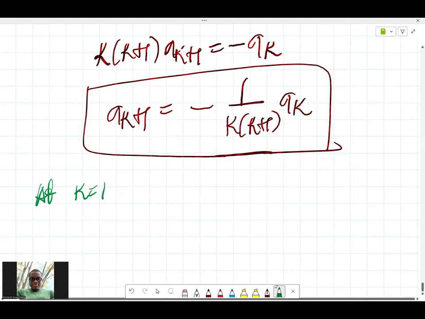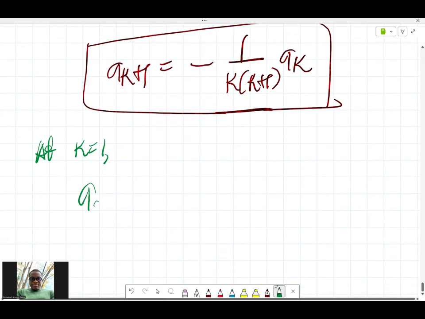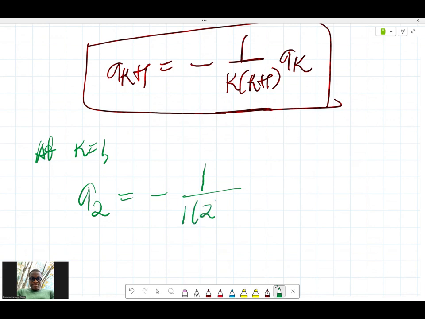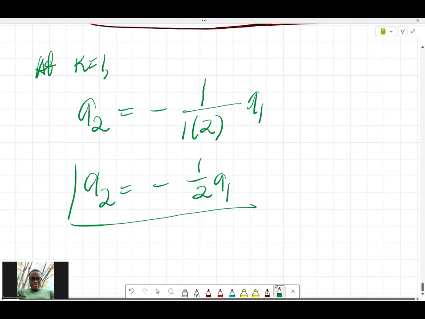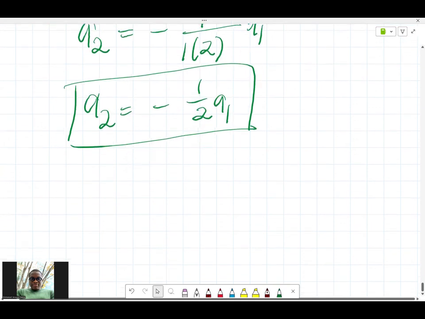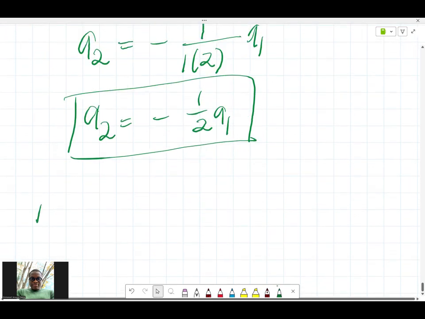At k equals 1 now, we have a2 equals minus 1 all over k times k plus 1, where k is 1. So 1 into 1 plus 1, that's 2, then a1. So that is a2 equals minus 1 over 2 a1. So we have a2 right here in terms of a1. Then we can go for k equals 2. That will be a3, right?